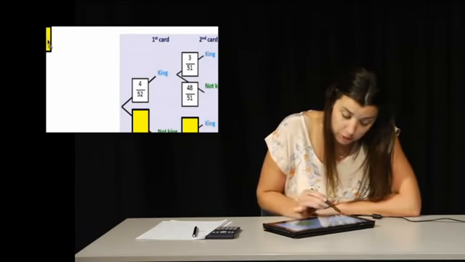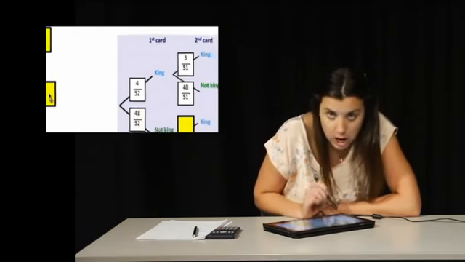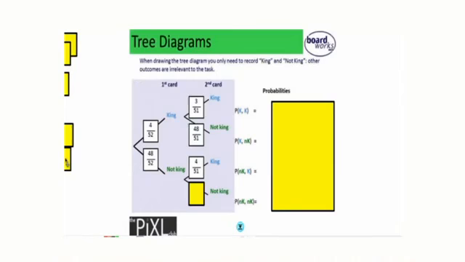Let's look at our second option. A non-king, 48 over 52, a king, 4 over 51, and a non-king, 47. It's gone down because you've already had a non-king here, and if you take another non-king, there's only going to be 47 of them left.